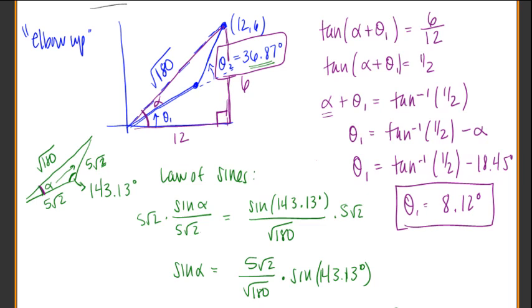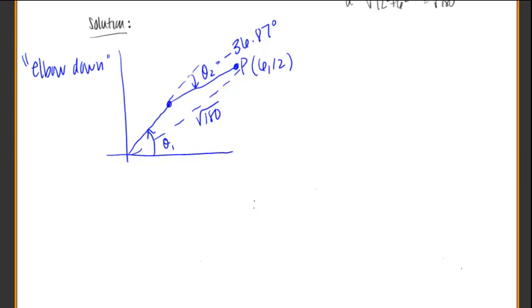So let's see if we get something similar, or let's see what happens when we do the elbow down position. Okay, so here for the elbow down portion of the arm, we basically still have that first arm that's come up, it's rotated through theta 1. And now for our second arm, we're coming down to the point 12, 6.